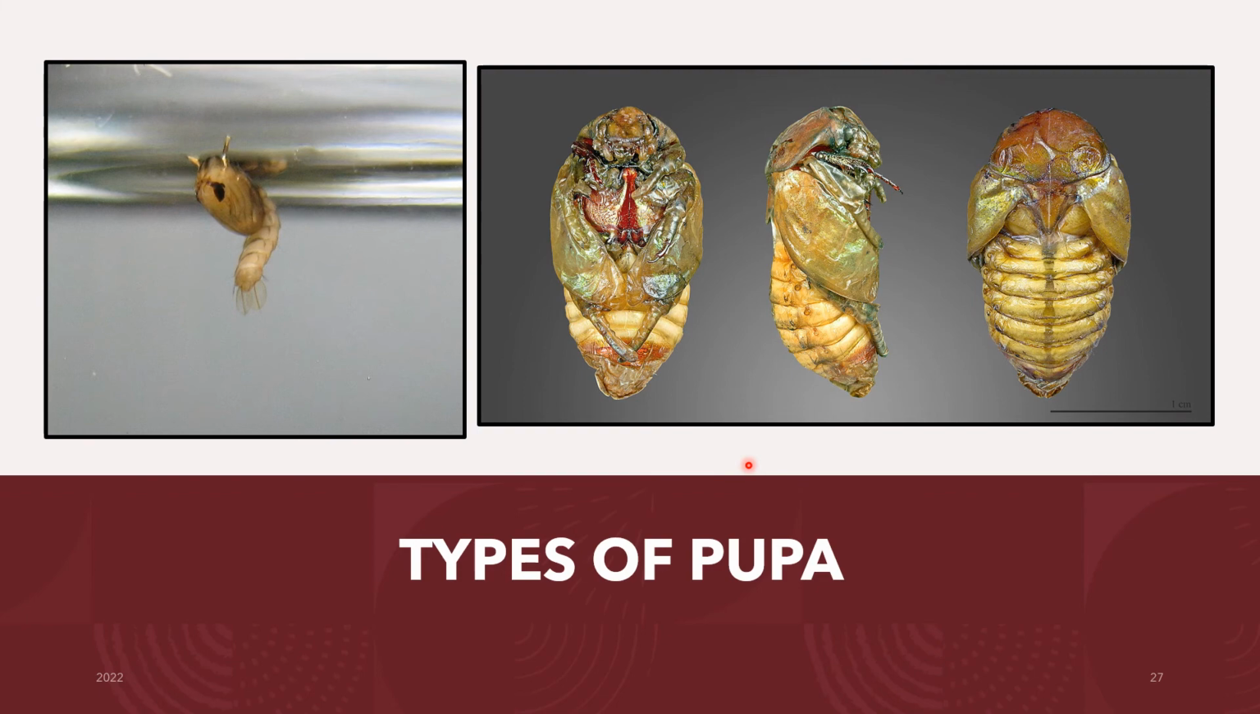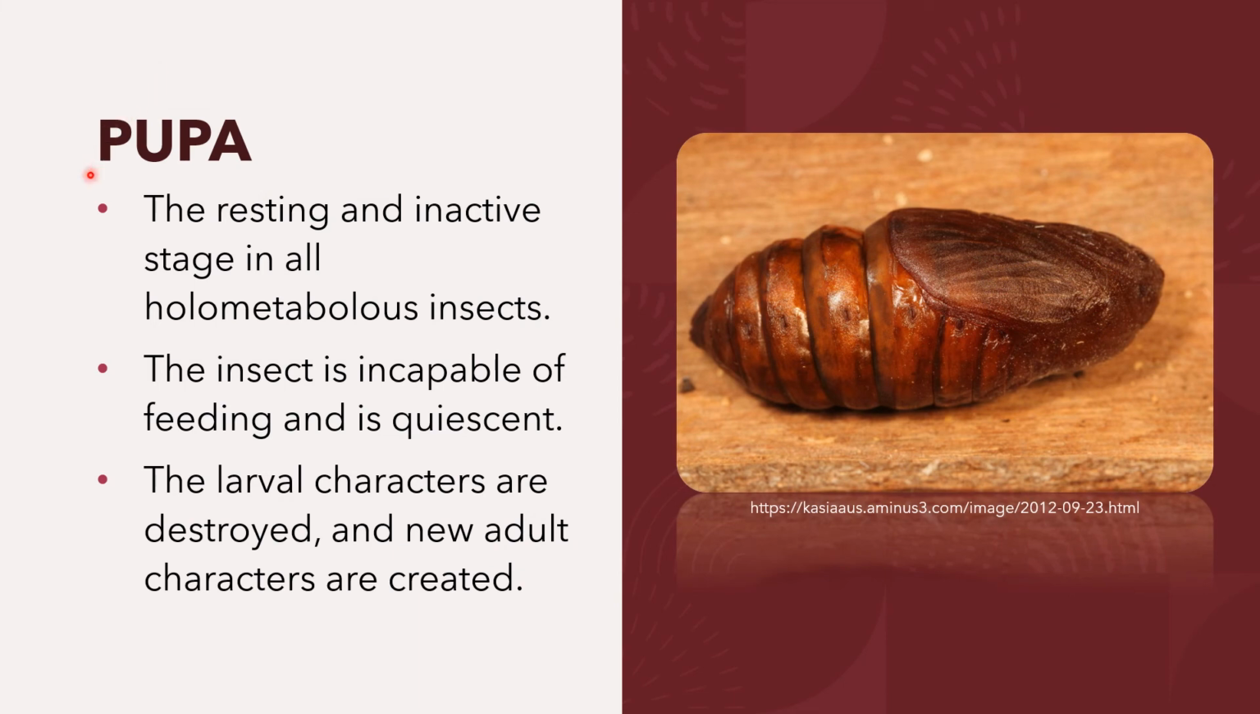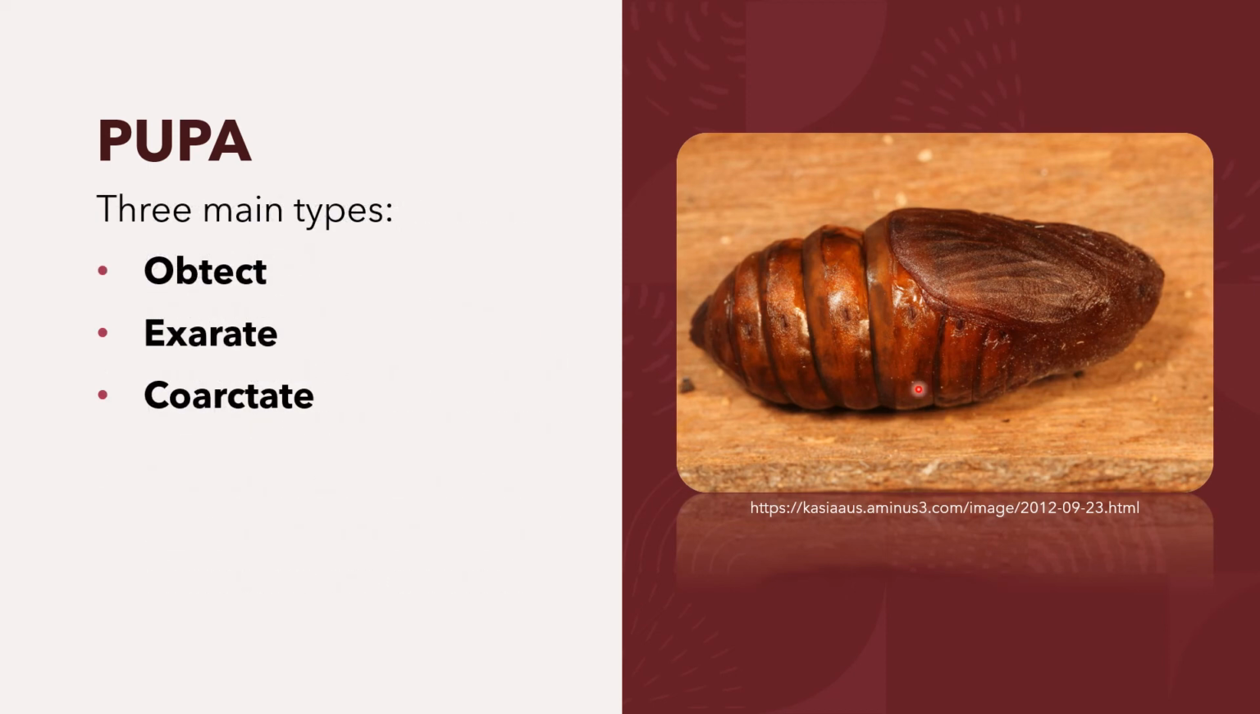Let's now proceed to the types of pupa. The pupa is defined as the resting and the inactive stage in all holometabolous insects. So during this stage, the insect is incapable of feeding and is considered to be quiescent. During the transitional stage, the larval characters are destroyed and new adult characters are created. There are three main types of pupa. We have the obtect, exarate, and the coarctate.